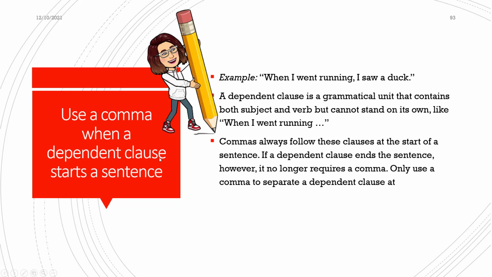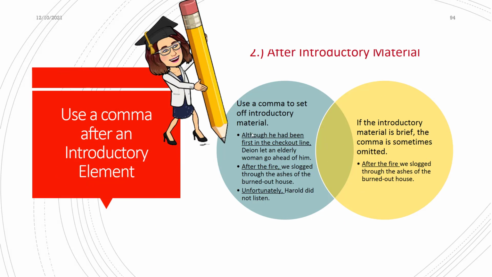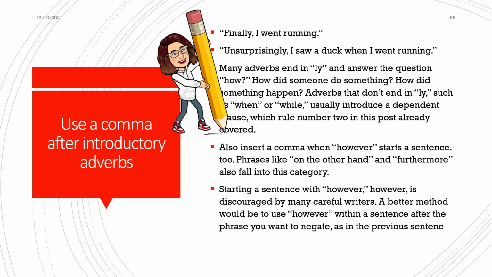Use a comma when a dependent clause starts a sentence. Okay, this we've already gone over many times. And definitely use a comma, once again, after a dependent clause or an introductory phrase at the beginning of a sentence.